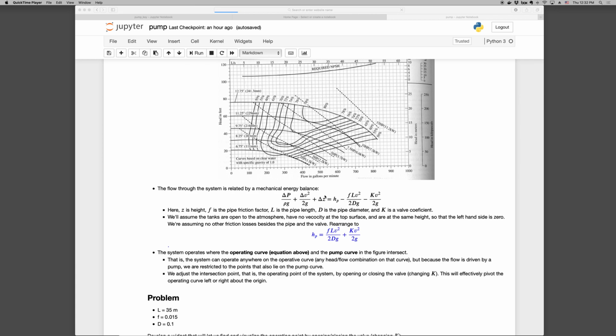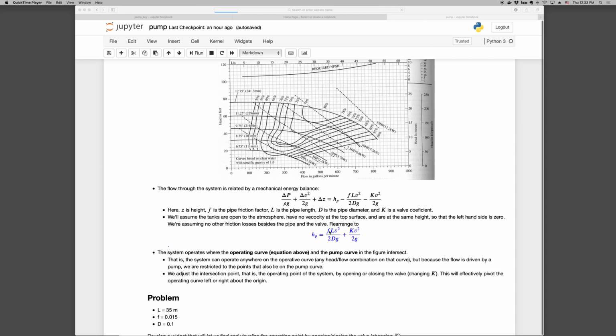So if we use these assumptions that delta P, delta V, and delta Z are all zero, and then solve for HP, we get this blue expression. And this is the operating curve. As the velocity increases, the flow rate in the pipe will increase, and that will increase HP. So that curve would start at zero when V is zero, H is zero, and then increase quadratically up to the right, assuming a constant F, which isn't true, but is an approximation we'll use here for illustration.